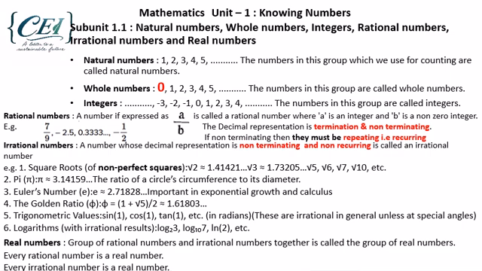If we add 0, then it becomes whole numbers. You will remember that the spelling of whole is WHOLE, so there is O, meaning 0. So if we add 0 to natural numbers, it is called whole numbers. If we consider the negative natural numbers as well, then it becomes integers. So integers are negative natural numbers, 0 and positive natural numbers.